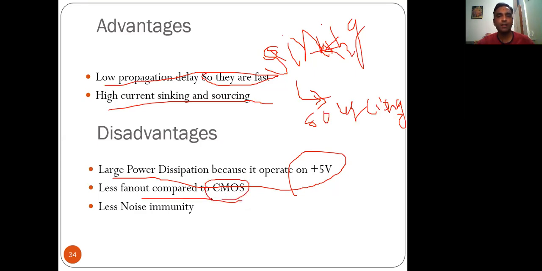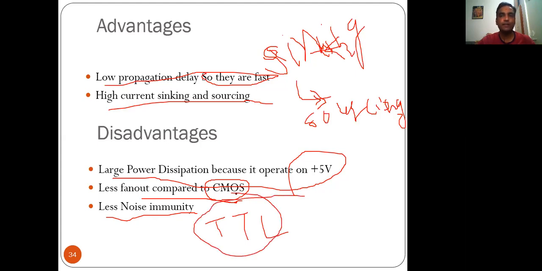But CMOS से कम है, CMOS में बहुत ज़्यादा fan out है, so that CMOS is quite better. This is having less noise immunity. Okay, less noise immunity. So it is having so performance, but TTL and CMOS both are used in the ICs. Okay, so this is about the TTL.